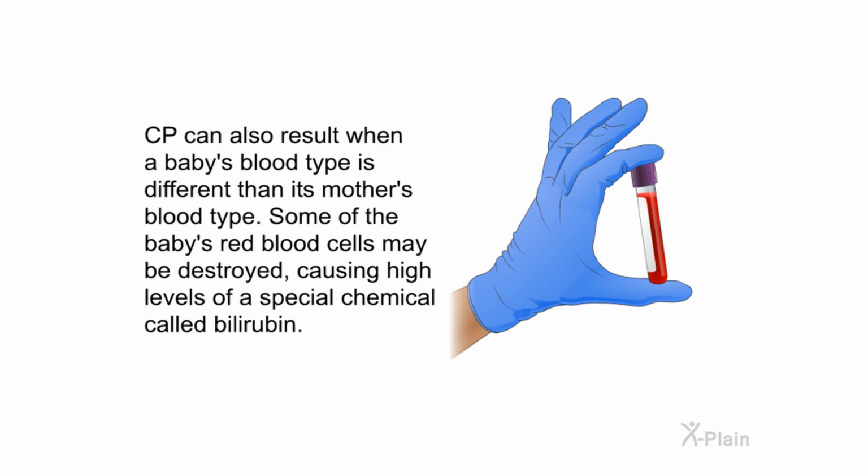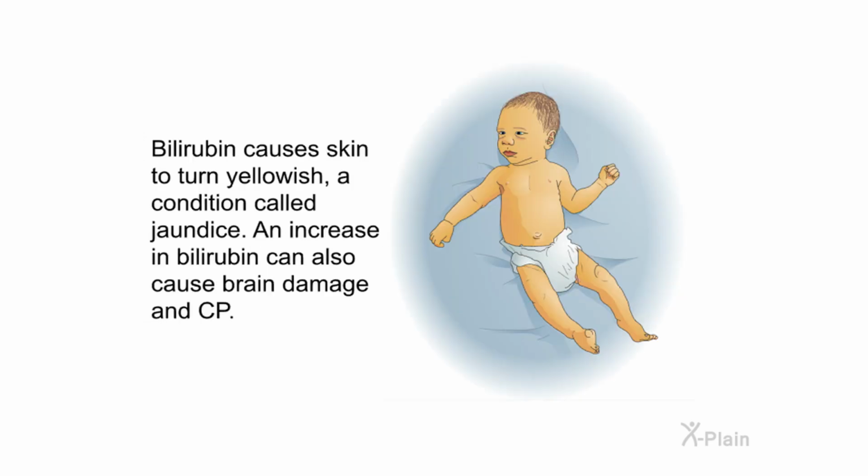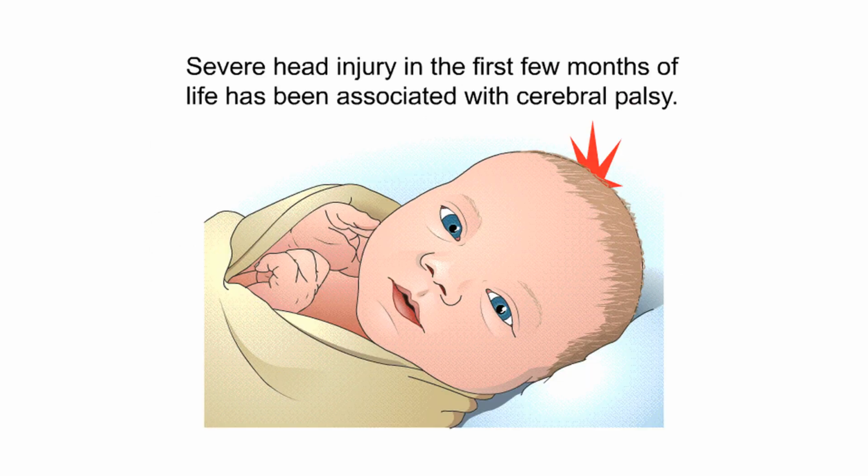CP can also result when a baby's blood type is different than its mother's blood type. Some of the baby's red blood cells may be destroyed, causing high levels of a special chemical called bilirubin. Bilirubin causes skin to turn yellowish, a condition called jaundice. An increase in bilirubin can also cause brain damage and CP. Severe head injury in the first few months of life has been associated with cerebral palsy.